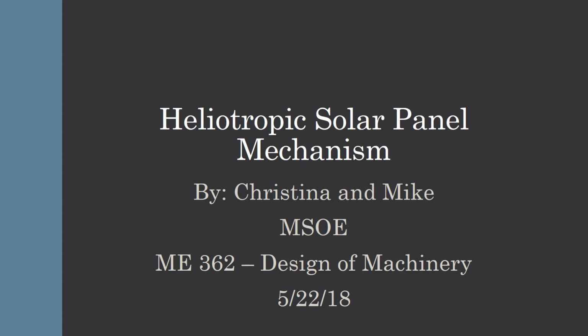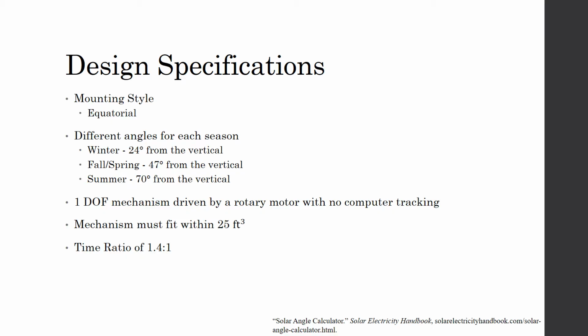We are going to discuss our heliotropic solar panel mechanism. Starting with our design specifications, we chose a mounting style of equatorial, which will allow us to track the sun from east to west. A different angle will be required for each season, which will be a manual input. Winter requires 24 degrees from the vertical, fall and spring 47 degrees, and summer 70 degrees. The mechanism can only be 1 degree of freedom and driven by a rotary motor with no computer tracking.